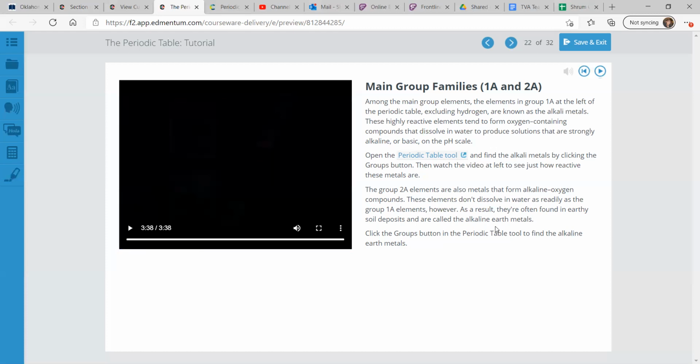The group 2A elements are also metals that form alkaline oxygen compounds. However, group 2A elements don't dissolve in water as readily as group 1A elements. As a result, they're often found in earthy soil deposits and are called the alkaline earth metals. So that's why earth metals is sometimes used for 2A.